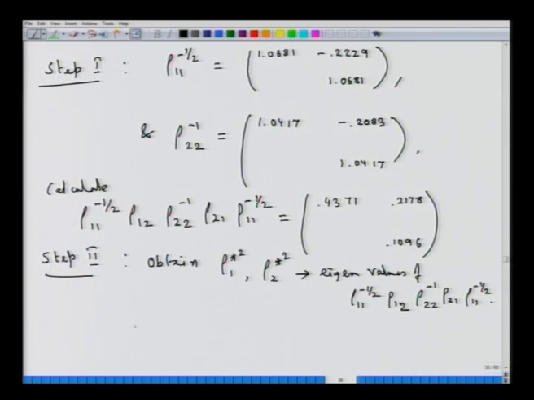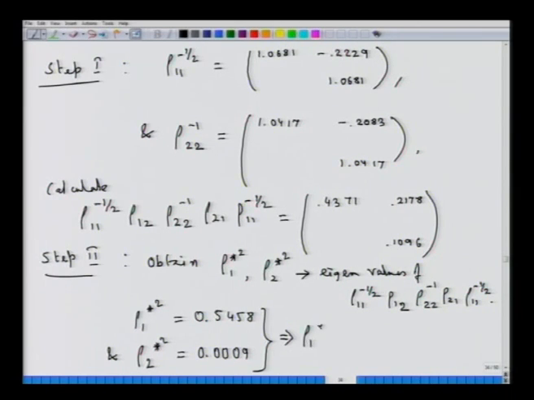Now it turns out that this rho 1 star square, the largest eigenvalue of this matrix here, is 0.5458, and this rho 2 star square is small. This is equal to 0.0009. Now these two are the two eigenvalues of this crucial matrix. Now from here what we are going to get is the canonical correlation coefficients.